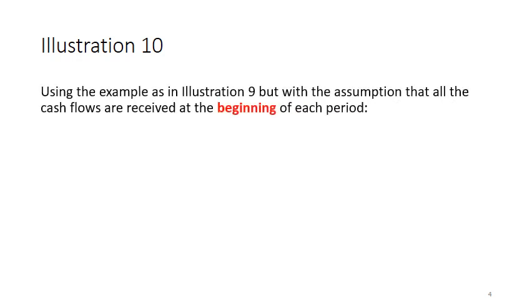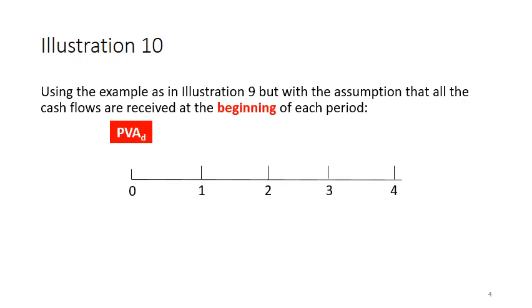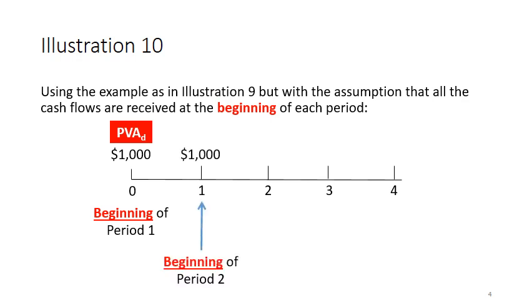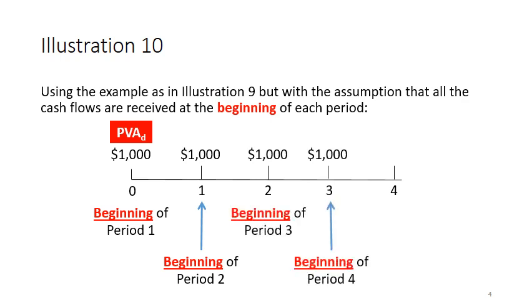Illustration 10. Using the example as in illustration 9, but with the assumption that all cash flows are received at the beginning of each period. I stress again, it's at the beginning. Let's draw a timeline here. We're finding PVA. So the beginning of period 1 is at 0. So your cash flow is at the beginning of period 1. Next, the beginning of period 2, beginning of period 3, and beginning of period 4.